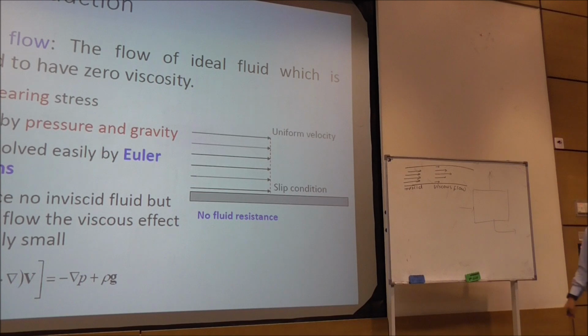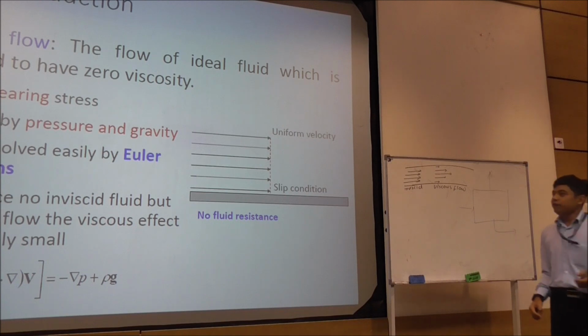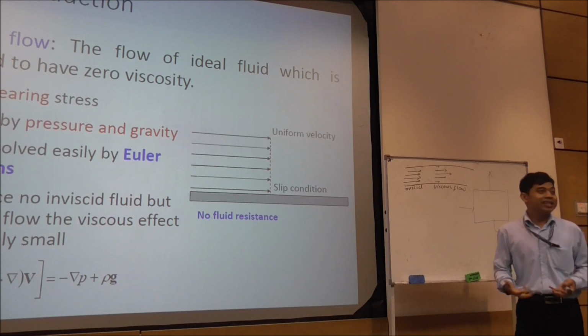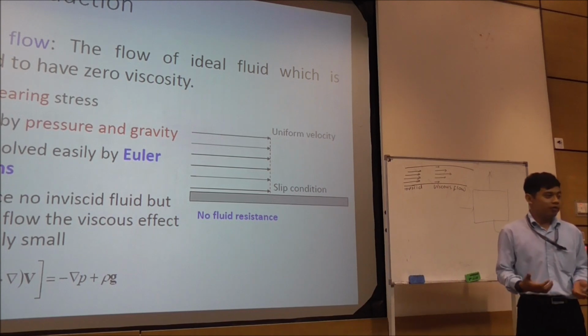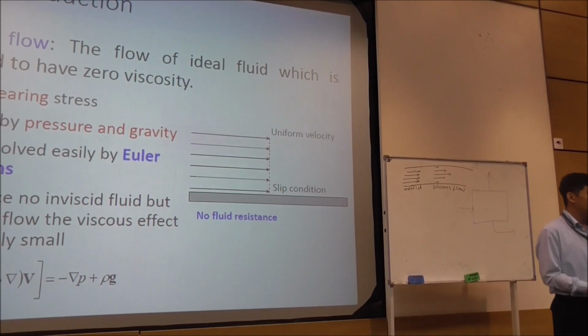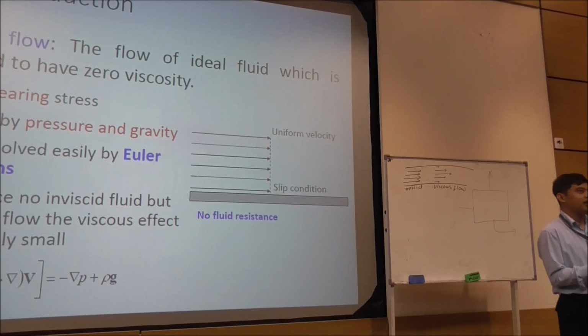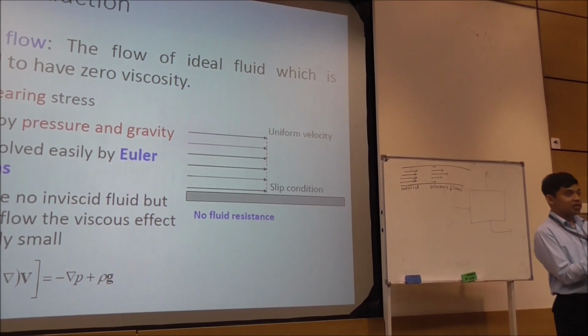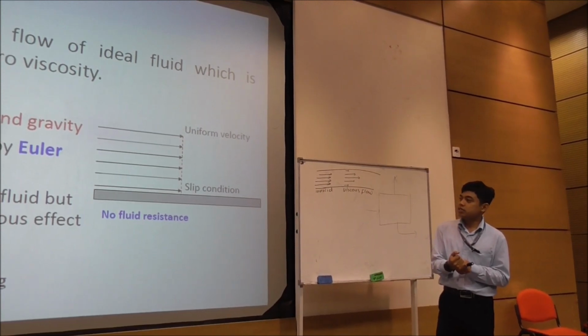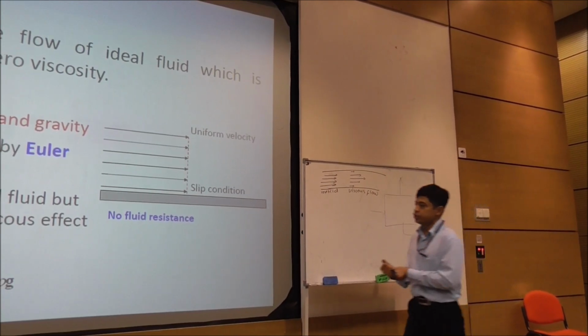Now, why do we care about inviscid flow? This inviscid flow is easy to solve. If you have steady inviscid flow, you will end up having the Bernoulli equation. Of course, you are happy with the Bernoulli equation rather than the Navier-Stokes equation. Does anyone love Navier-Stokes more than the Bernoulli equation? Let me know, then I will make a special class for you. Right? It can be solved easily using the Euler equation.